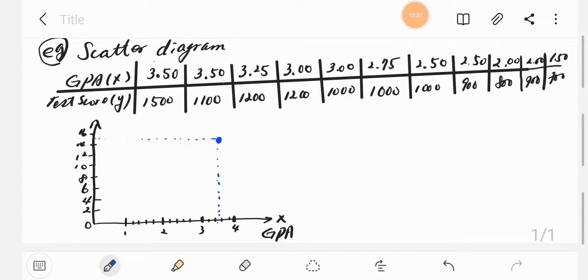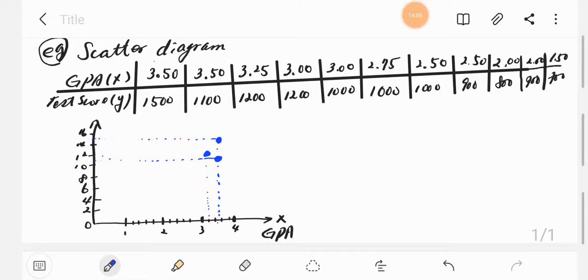Okay, how about the next one? GPA is 3.5 and the test score is 1,100. So that's 11, so it will be over here. This point. Okay, let's find the third one. 3.25 is this one, and then go all the way up to 12. 12 is over here, so somewhere approximately.